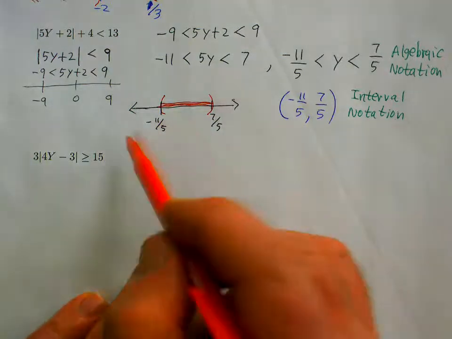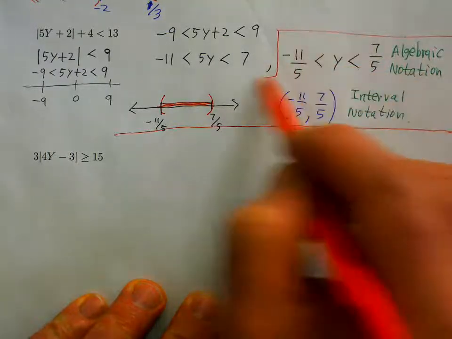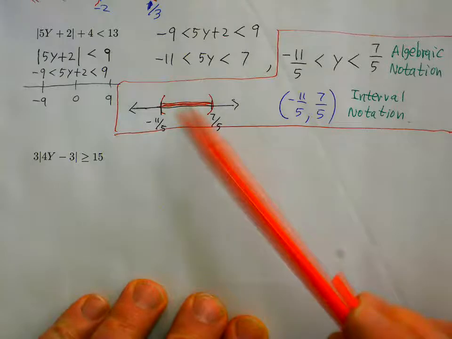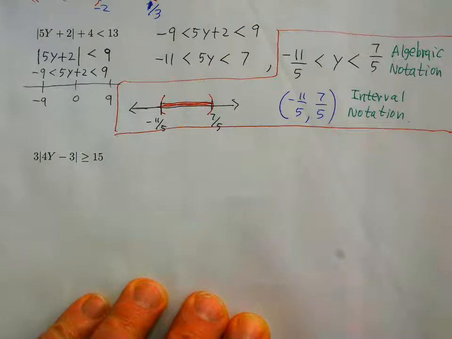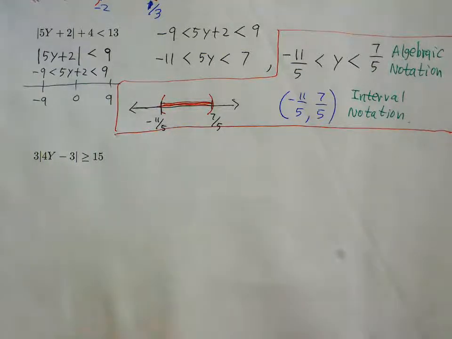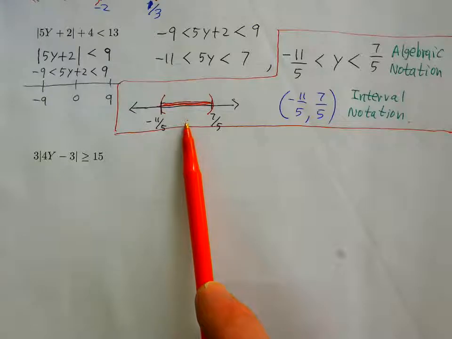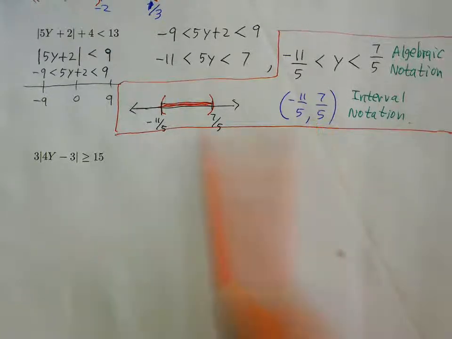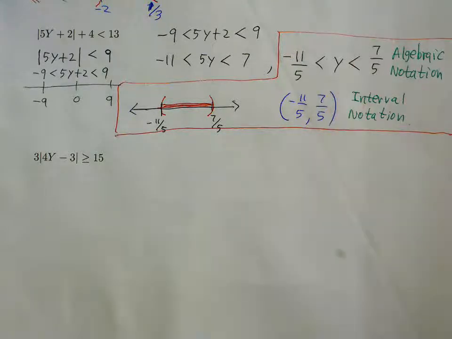Okay, so I'll repeat myself again because repetition is the key to learning. Each one of these 3 representations means exactly the same thing as the other 2. So the graph of the solution set communicates the exact same information as the interval notation, and each of those communicates exactly the same information as the algebraic notation. Each one of those 3 is equivalent to the other 2, just in a different format.